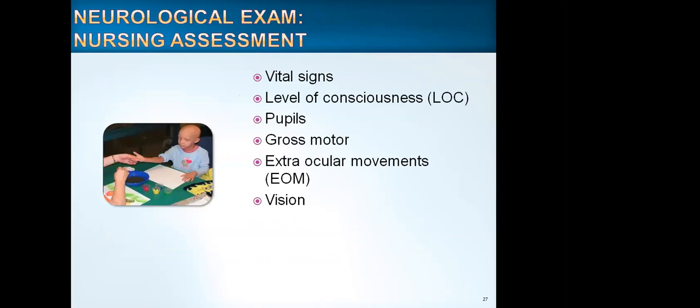So the main nursing interventions for all of these neurological events: regular vital monitoring is very important. As we've seen, blood pressure especially is very important, since hypertension will lead to a lot of neurological events. Level of consciousness, like the Glasgow Coma Scale, patient movement, and pupils, whether both pupils are reactive, is very important. Also gross motor activity, extraocular movement, and vision. These neurological assessments are all very important.